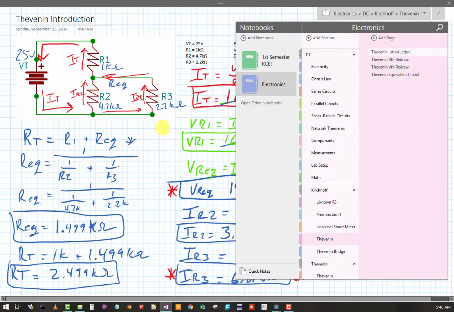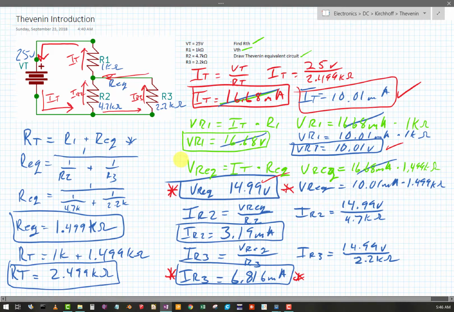Okay, well, that's it. I'm going to leave it right there, and I'll do another video with a more complicated circuit, maybe an unbalanced bridge.